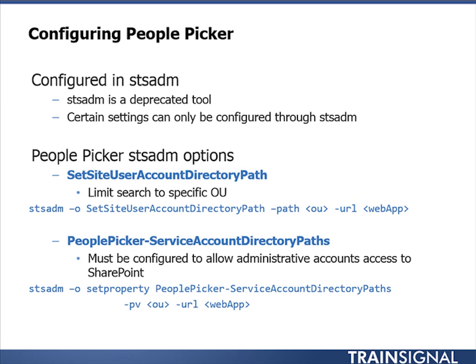Now, if I did have any exceptions to that, maybe I had my administrative accounts inside of a different OU and I want to make sure that they're going to be searched as well, then I can call STS-ADM again, and this time it's going to be with the people picker service account directory paths, and that's where I can go in and specify where else I want this to look for maybe administrative accounts. Let's go ahead and take a look at how to customize our people picker.